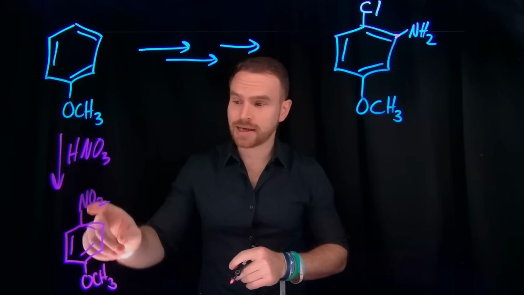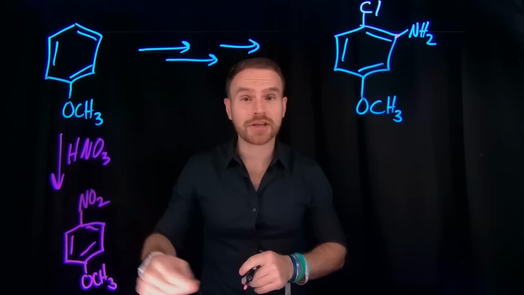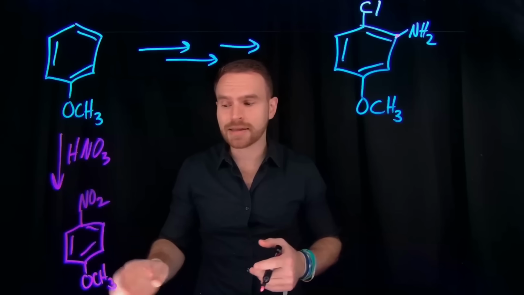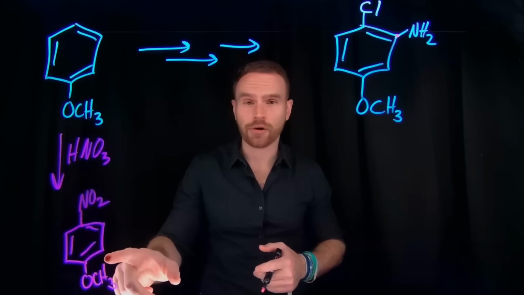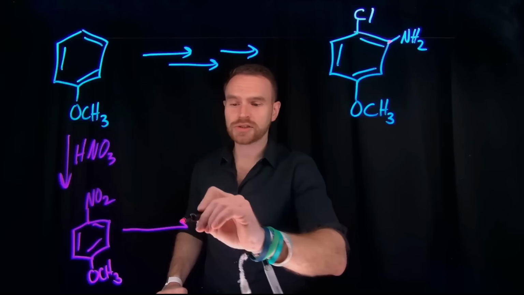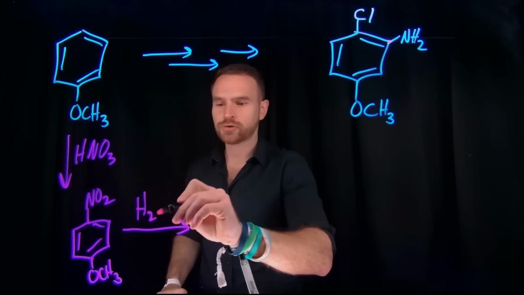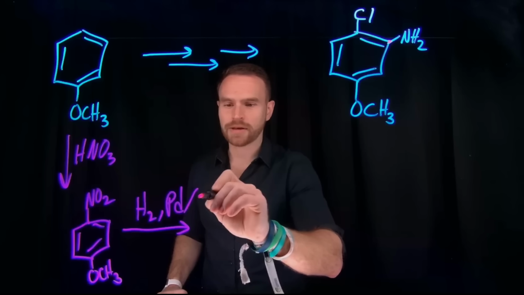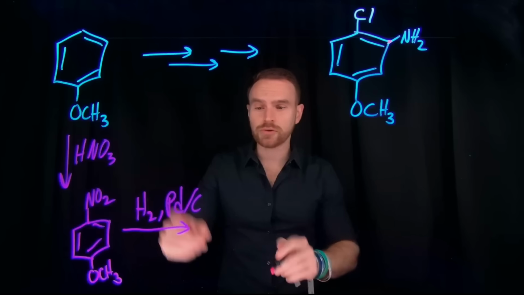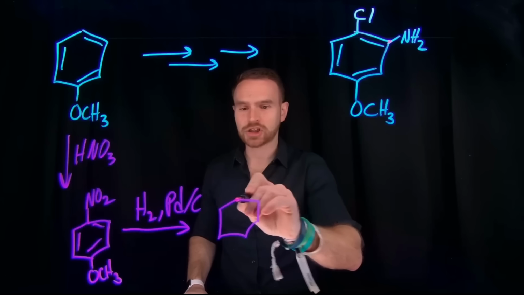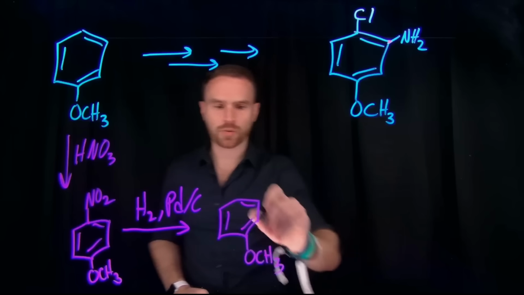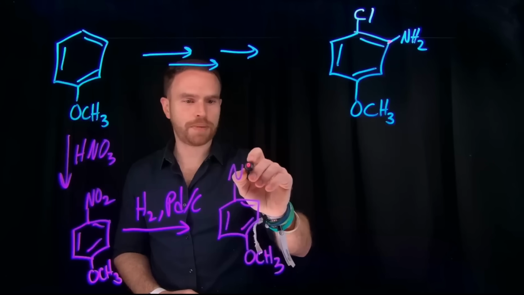What's interesting is that this NO2 group is actually meta-directing. So if we were to do a subsequent transformation, it's likely that we might get some substitution down here, which isn't what we want in our final product. But instead, what I can do is reduce this using something like hydrogen and palladium on carbon, and this would turn our nitro group into an amine. And that's because we're reducing the nitro group to an NH2 group. So now what we have done is made our benzene derivative have two ortho-para directing groups.